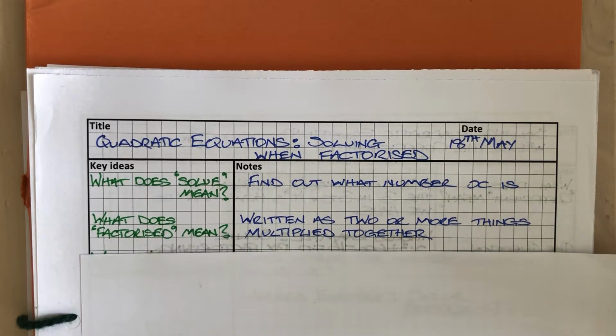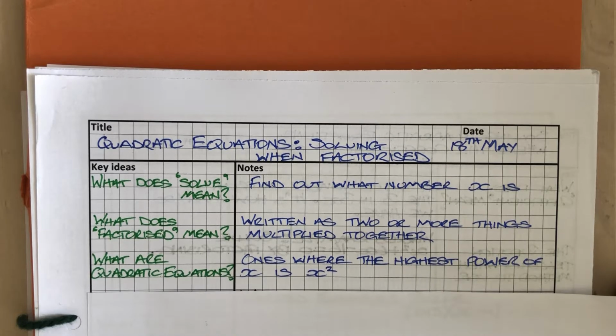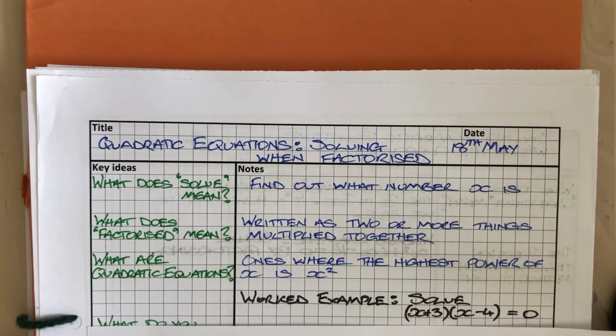Now we have actually done this with quadratic expressions, and we're going to start looking at this with quadratic equations today. What are quadratic equations? They're the ones where the highest power of x is x squared. Don't forget, for an equation you've got to have an equal sign, but we're looking at ones where, as well as the equal sign, we've got x squared in there. So here's an example.